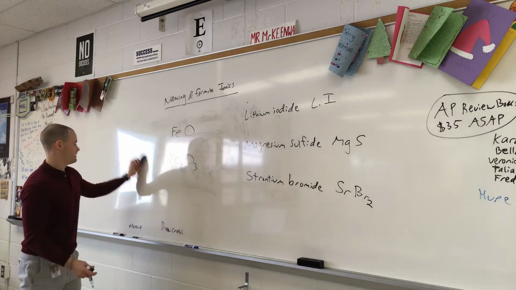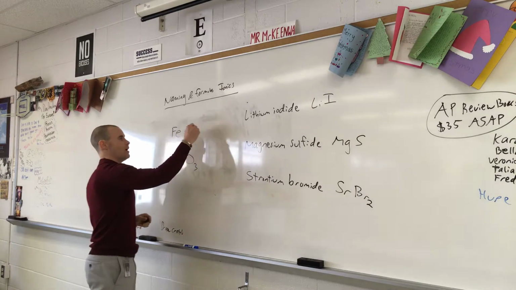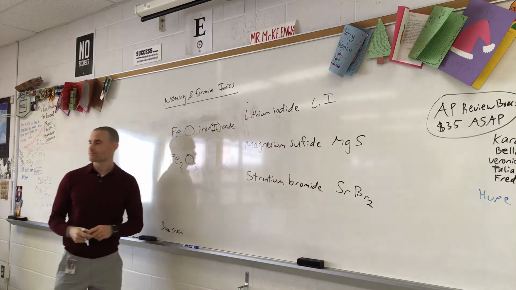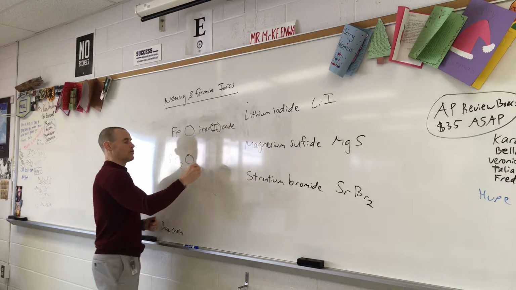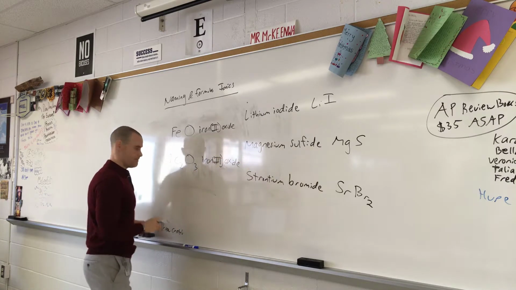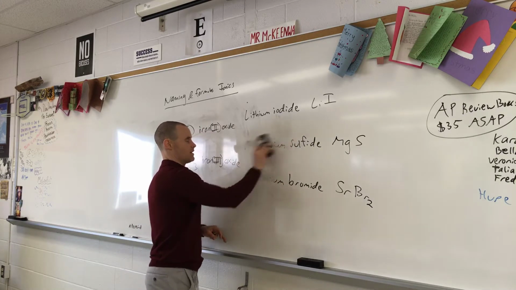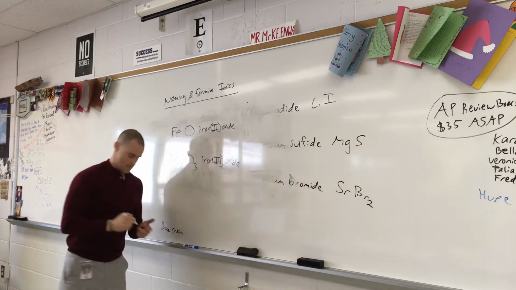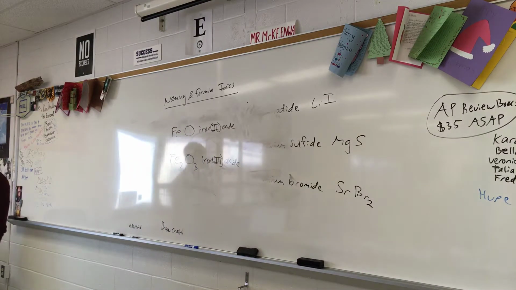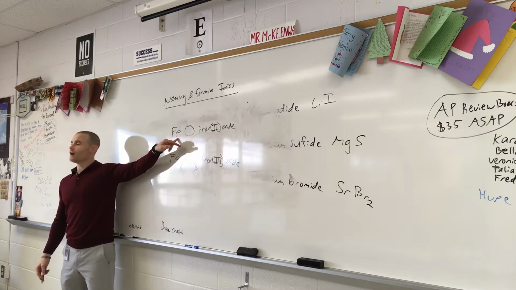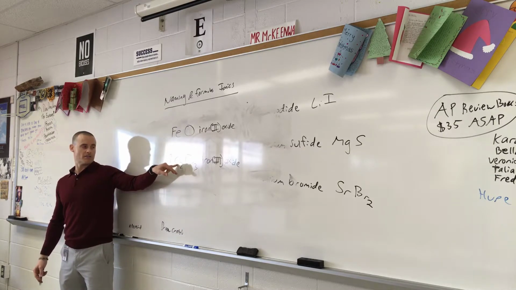Alright. I'm just going to give you the names. Here we go. FeO. Iron 2 oxide. Fe2O3. Iron 3 oxide. You know, this is just super cool. What's the difference? This iron is called iron 2. This iron is called iron 3.